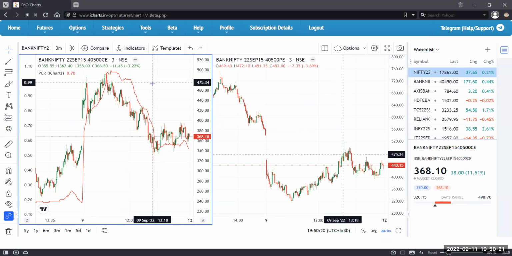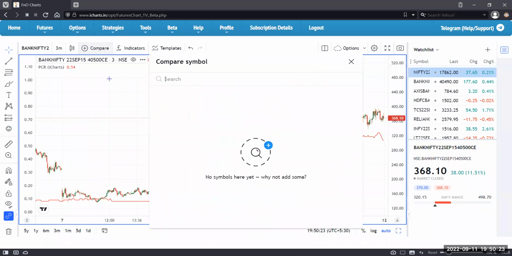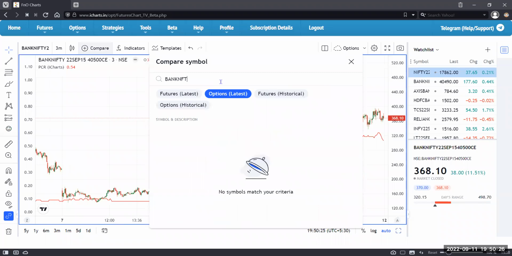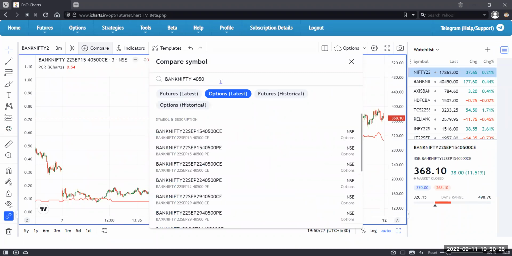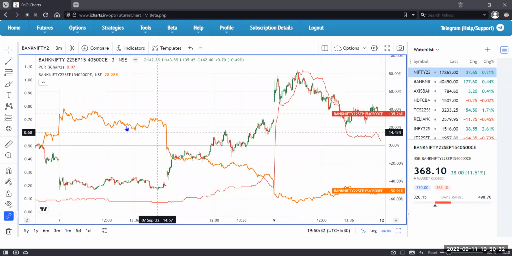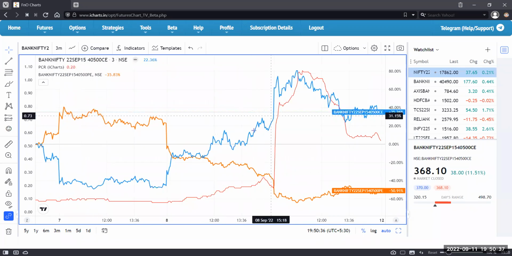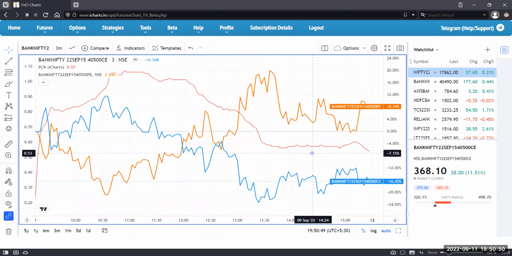Or you can actually add this chart to this. Basically, if you're only looking at this chart, you can say compare and say Bank Nifty 4500 E, and then add it this way. You can compare call and put like this over here. So you can use the PCR this way, but the combined straddle chart is currently not available. Until that time, if you want this, you can use it. Quite a few people use it this way.